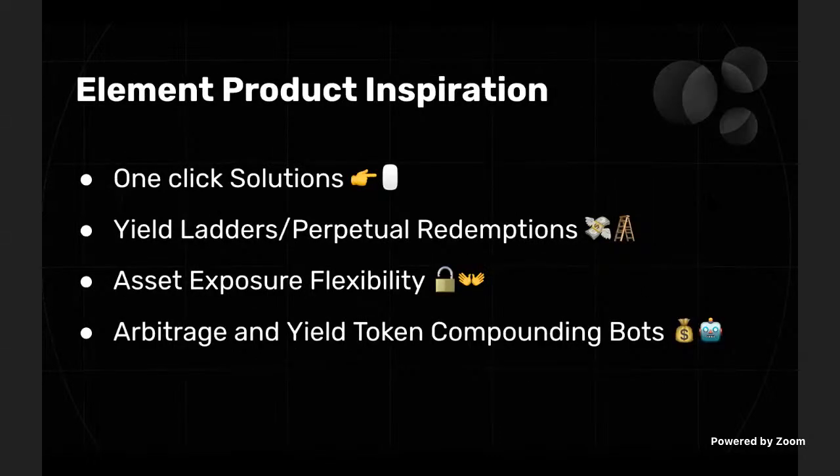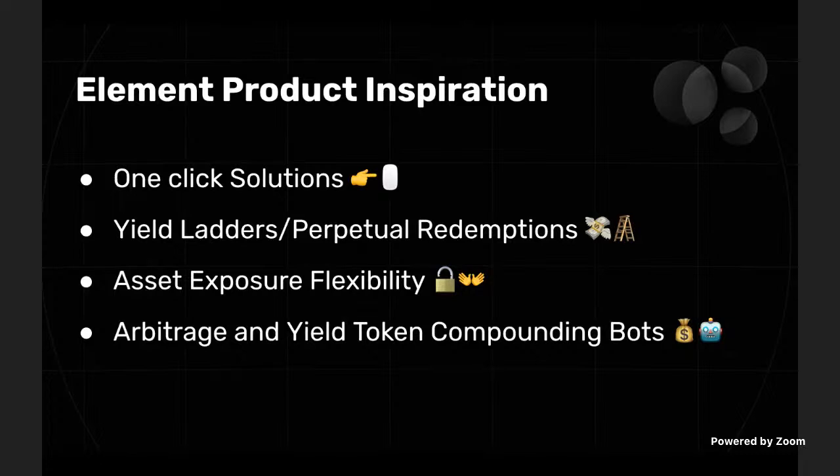So in our prize page description, we listed a few inspiration ideas, and these are one-click solutions. So like I mentioned before, bundling up certain actions that the Element protocol provides and offering it in a one-click solution. I'll get into an example in a bit. The next is yield ladders and perpetual redemptions. So yield ladders basically allow the rolling over of fixed rate interest terms so that a user can continuously be involved in fixed rate interest after the, let's say, 3 to 6 month period ends.